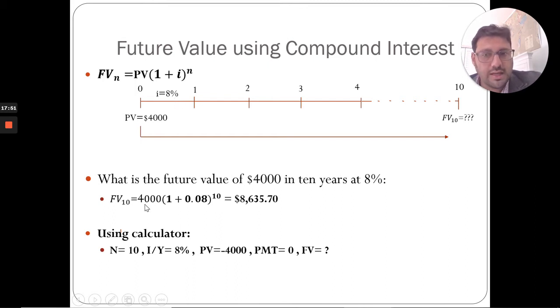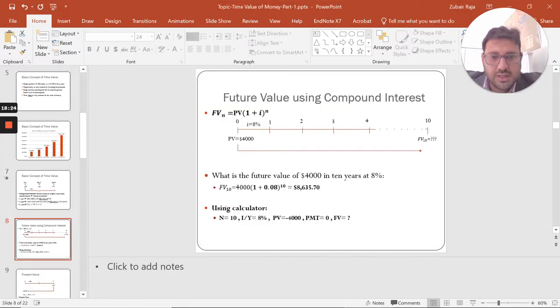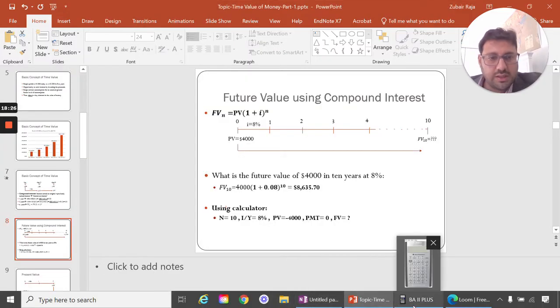So if you do the calculation, 4,000 times 1 plus the interest rate, 8%, raised to the power n, the number of time periods, 10, this will be 8,635.70. Now, for the financial calculator, you can use any calculator, an HP calculator, but I usually use the Texas Instruments BA II Plus calculator or the BA II Professional calculator, and I have the software over here which I will use to show you the calculation on the calculator.